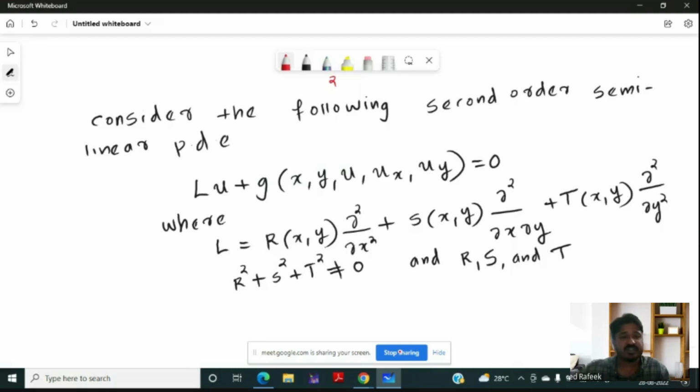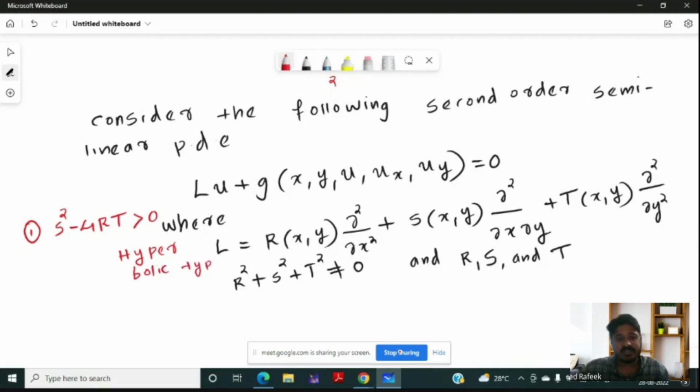The first condition: S² − 4RT. Otherwise, you may see B² − 4AC, as some textbooks follow B² − 4AC. So if S² − 4RT is greater than 0, we call it a hyperbolic type. If that is the case, then it is a hyperbolic type.